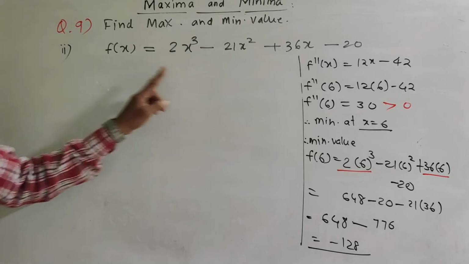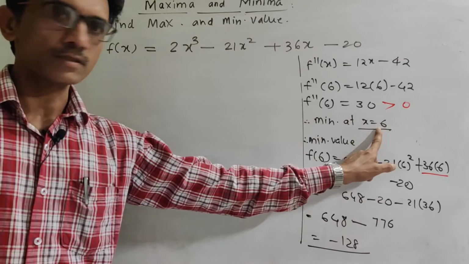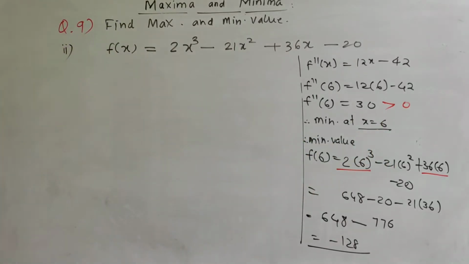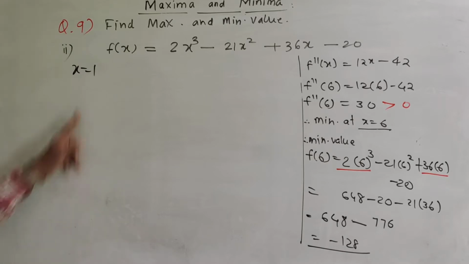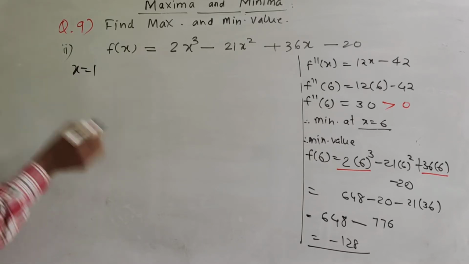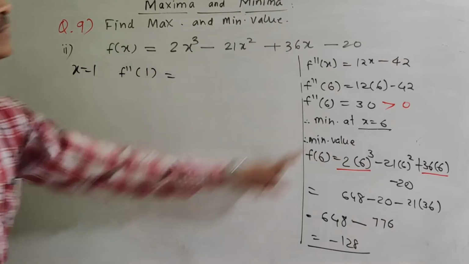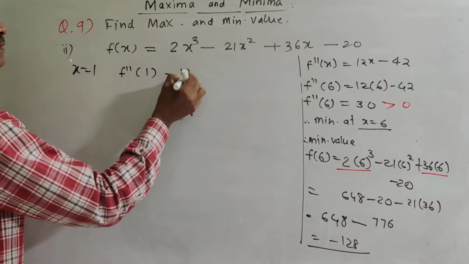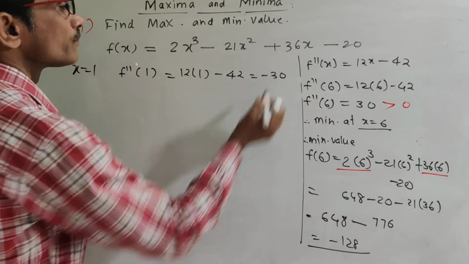Next, we are getting another stationary point. One stationary point is x is equal to 6. Another stationary point is x is equal to 1. Now we check the second order derivative at x is equal to 1. This is another stationary point. So f2 dash of 1. f2 dash of 1 is 12 minus 42, and that is equal to minus 30.